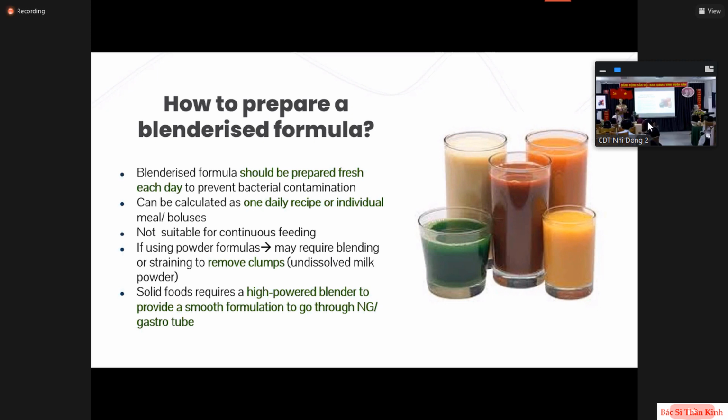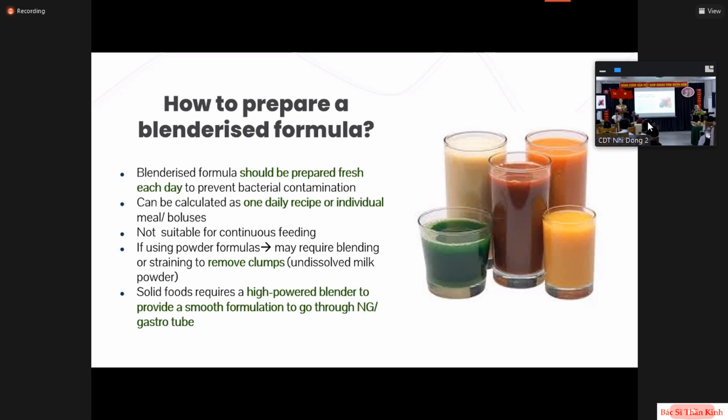And it's not suitable for continuous feeding because continuous feeding needs longer hanging time, right? Okay, we don't want the bacteria to start contaminating. And then it can be calculated as one daily recipe or individual meal or bolus.